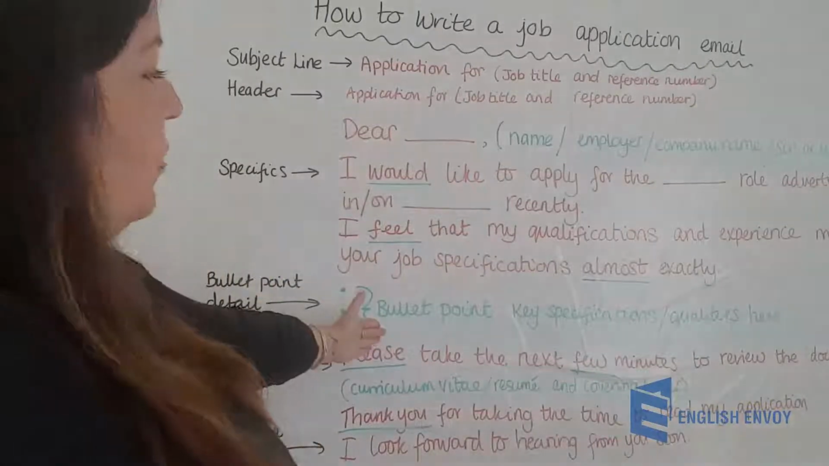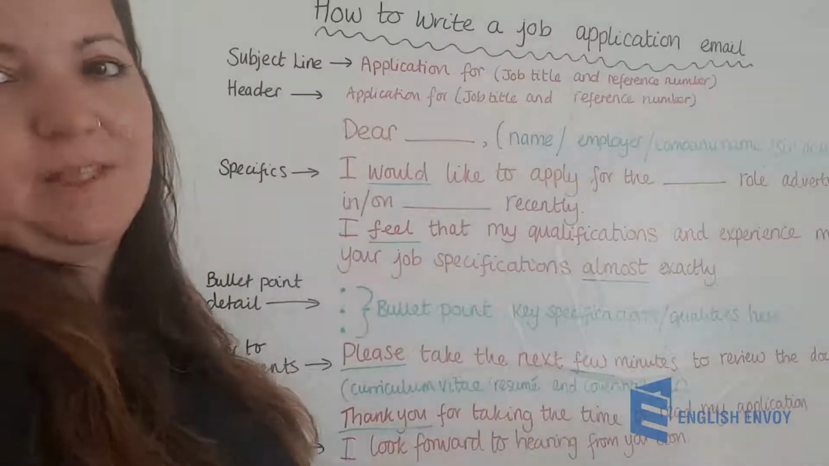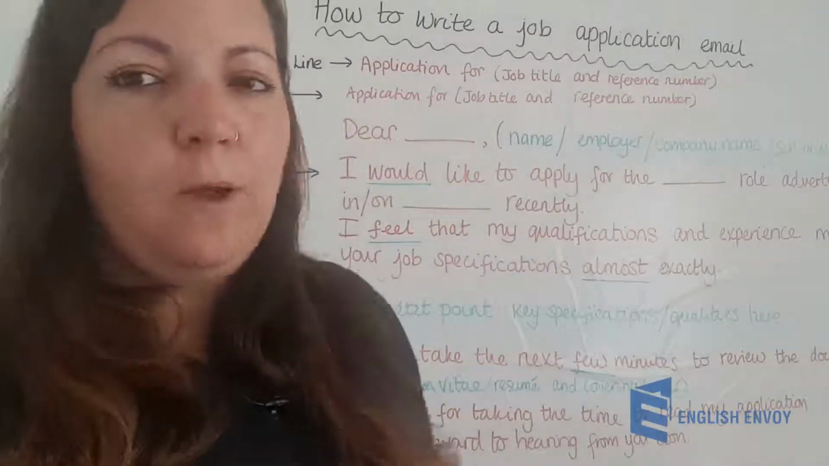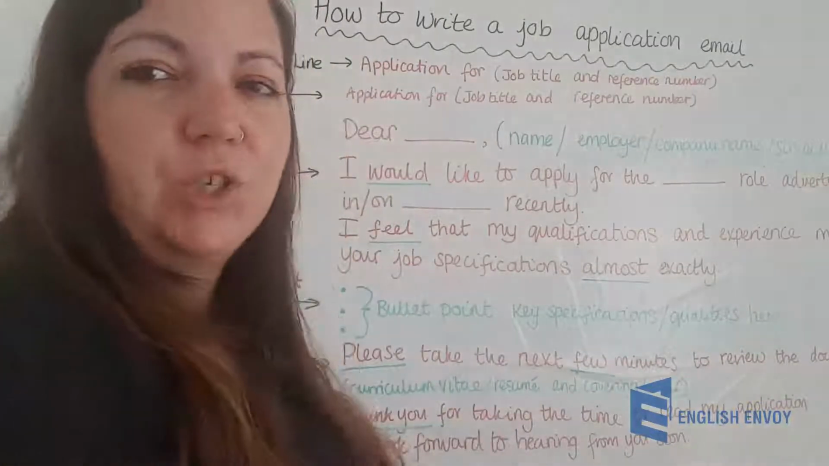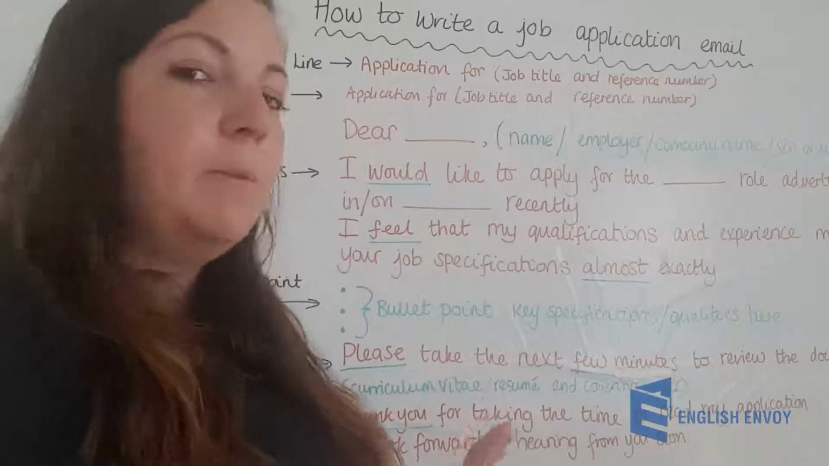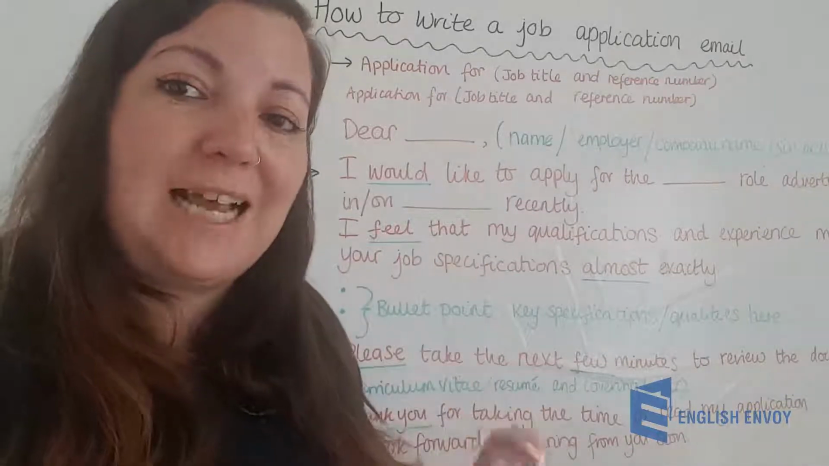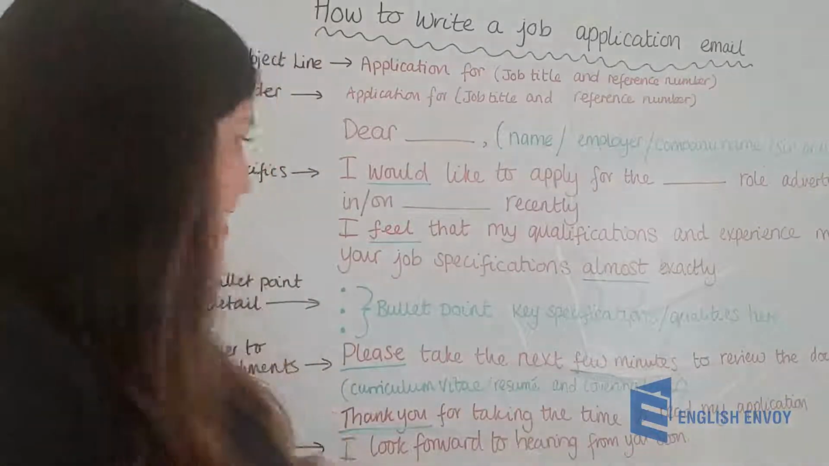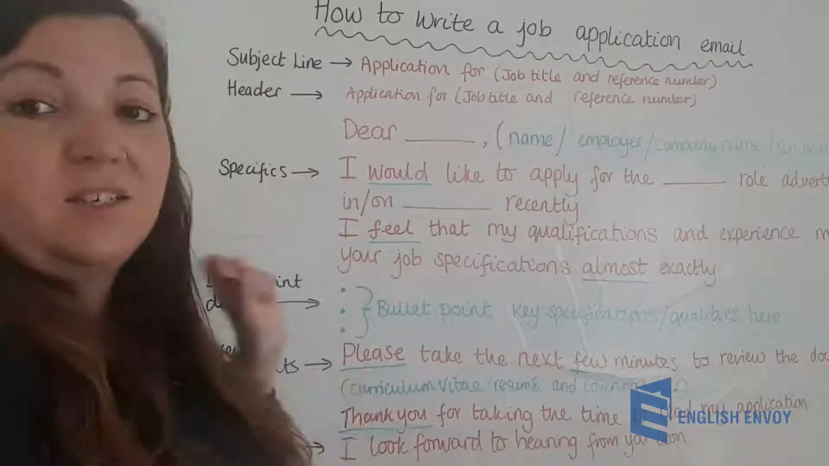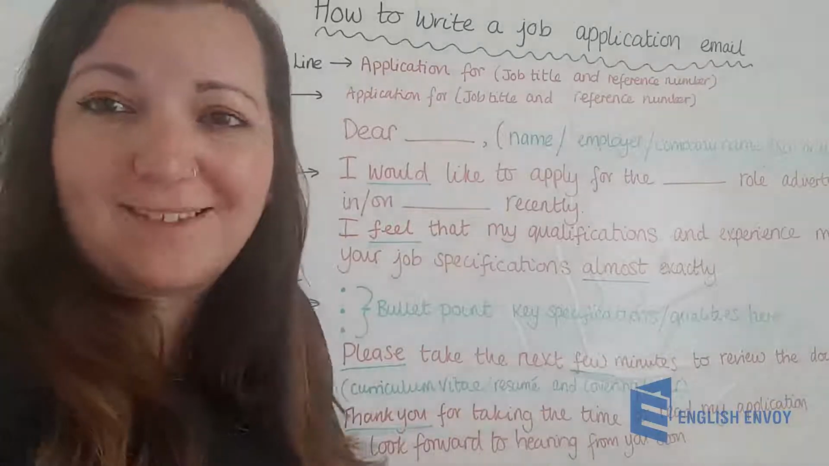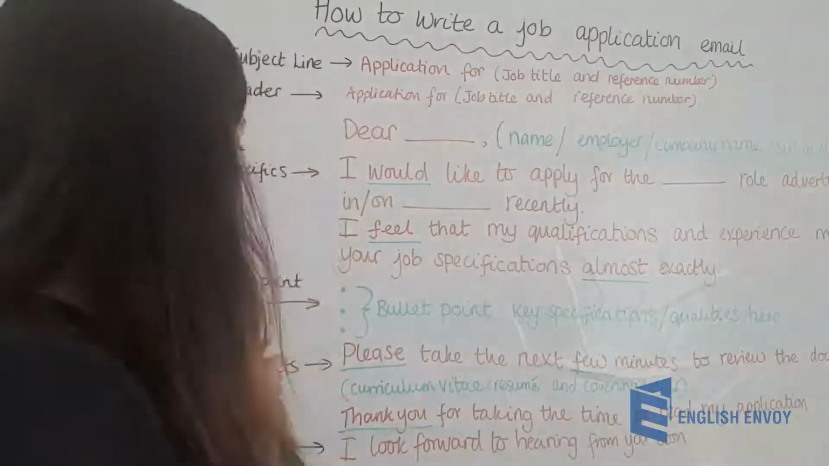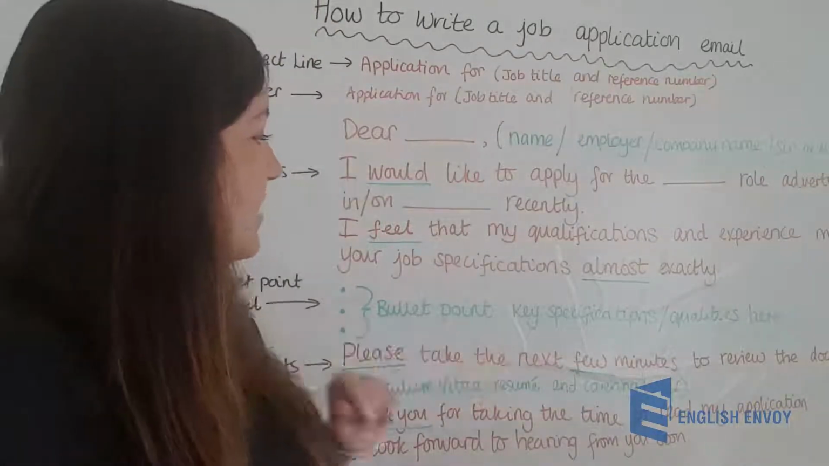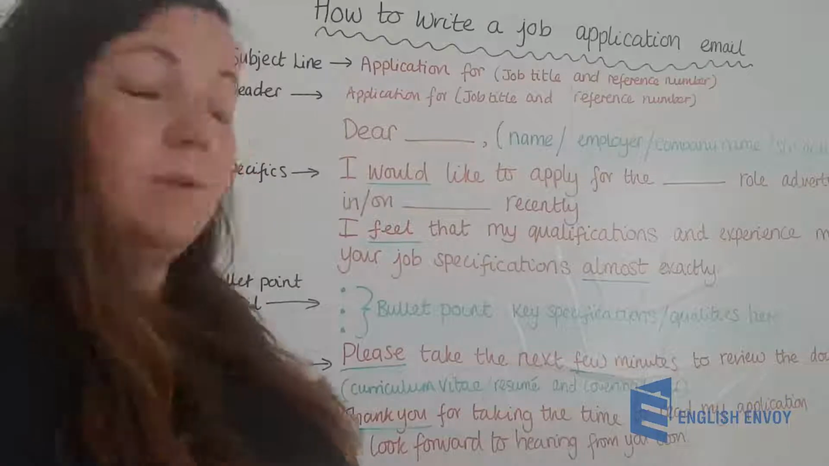We're going to bullet point the details, so the key specifics, the things that they've asked for. What qualities have they asked for? What experience? What qualifications? We're just going to bullet point them and summarise, because you're going to go into far more detail in your CV, which is going to be attached. Then we're going to refer to those attachments and we're going to make a request. When we make a polite request, we tend to use the word please. So we're going to say, please take the next few minutes to review the documents attached.